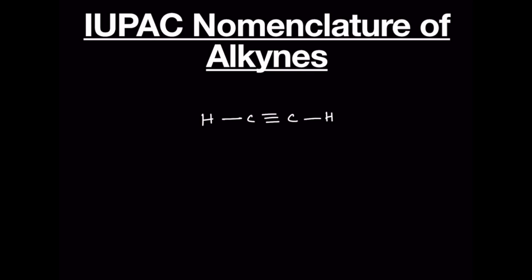Hello everyone. In this video, we are going to talk about the IUPAC nomenclature of alkynes. An alkyne is a hydrocarbon with a carbon-carbon triple bond. Their general molecular formula is CnH2n-2. The carbon atoms where the triple bond is present are sp hybridized.